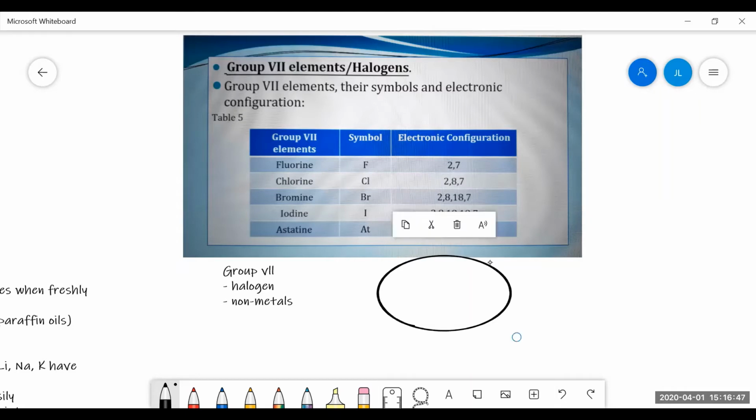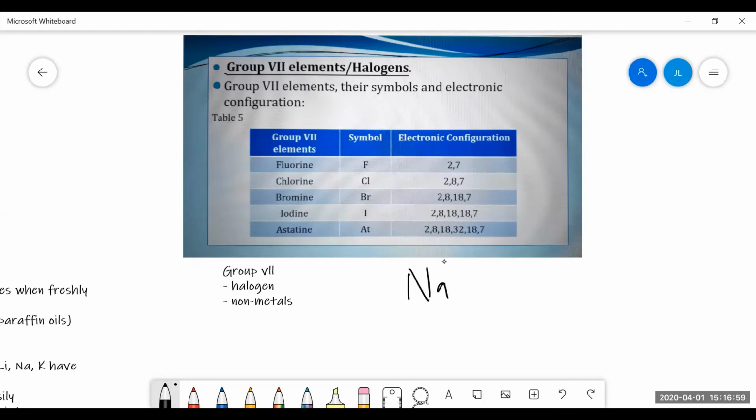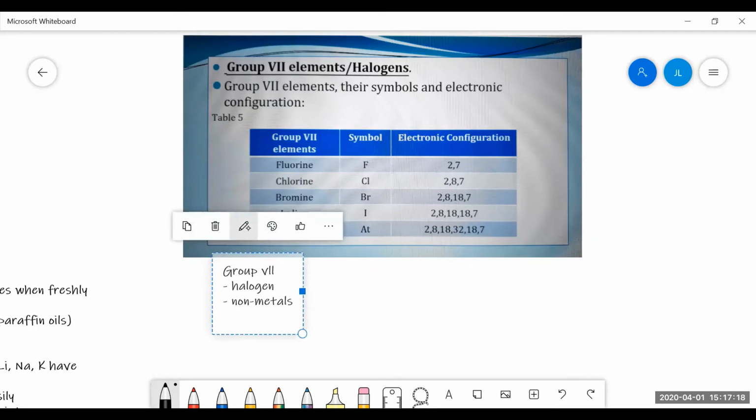Or mineral salts. Mineral salts are also metal halides. For example, sodium chloride. Anyone of you know what sodium chloride is? Table salt. Sodium chloride is actually considered a metal halide. It is also a mineral salt. So it naturally exists as metal halides or mineral salts.